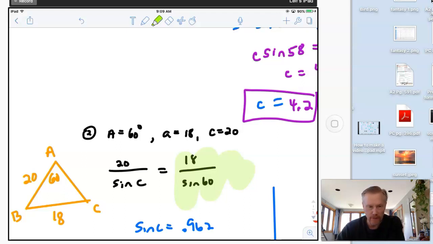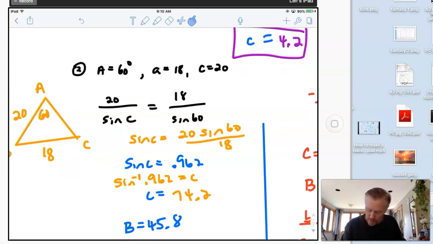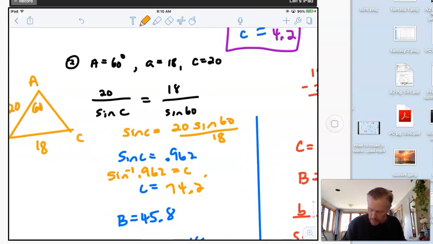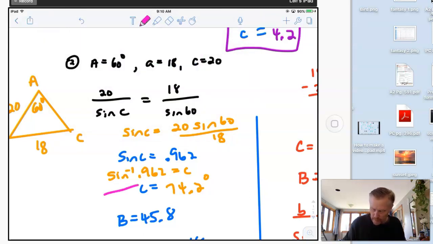So anyway, if I do that out and I cross multiply and solve, with some quick division I get sine of C equals 0.962. And then therefore C will be the inverse, so C will be 74.2 degrees. Oops, got the wrong thing. Right, and then if I add up the triangle, 60 degrees plus 74.2, subtract that from 180, you get 45.8. So there's my two answers for that.